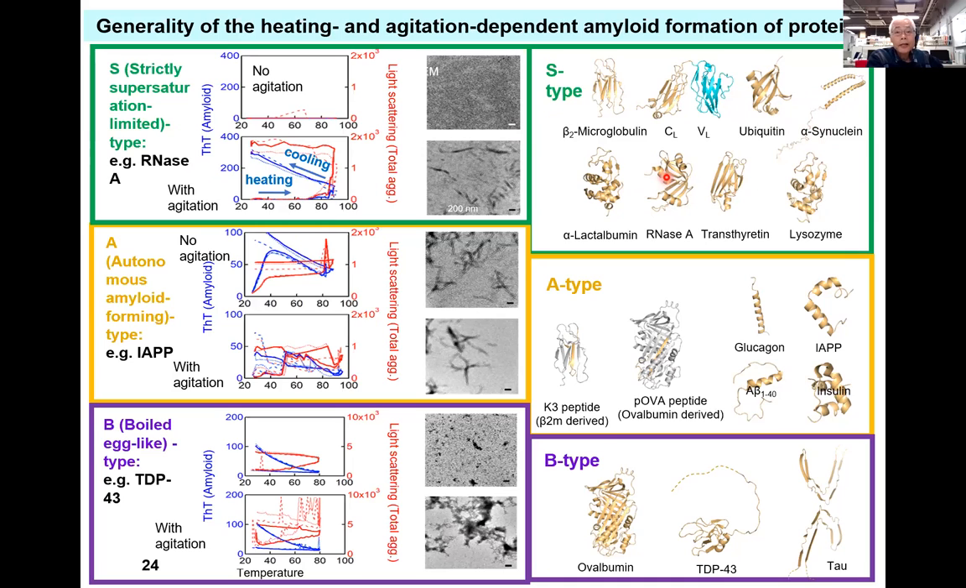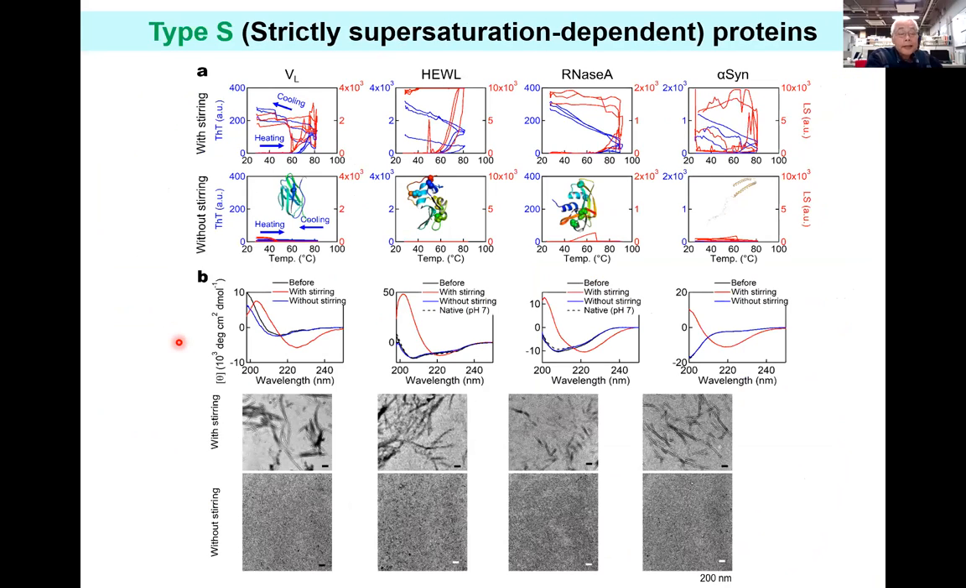This is a typical amphisense protein. Ribonuclease A is extensively studied under the reversible unfolding conditions. This is a quite soluble protein. But even for ribonuclease A, upon heating to induce unfolding under agitation, we can see amyloid fibers. And then this is the type S protein results, and ribonuclease A is here.